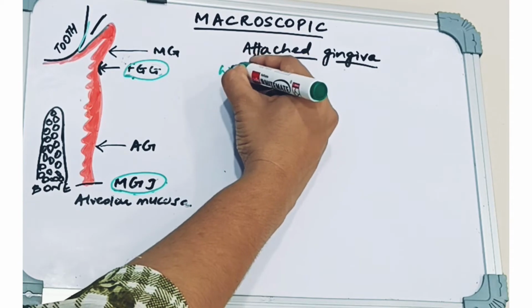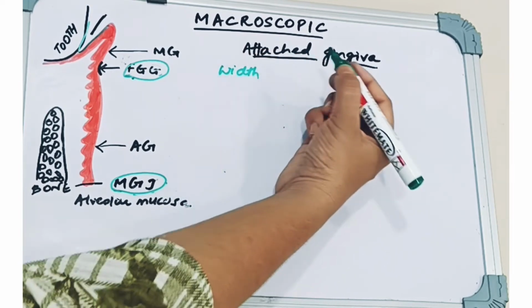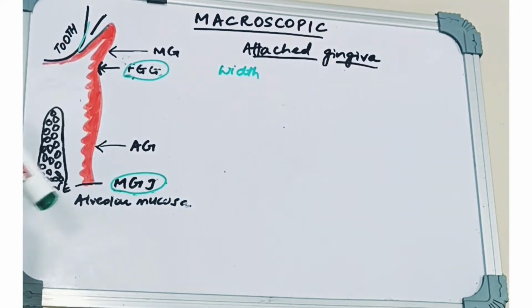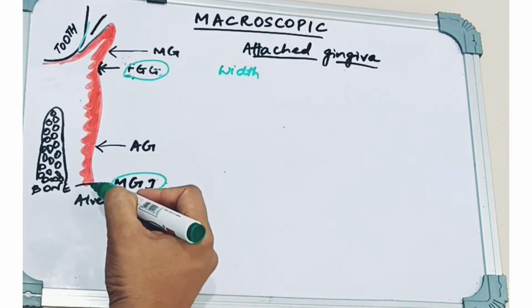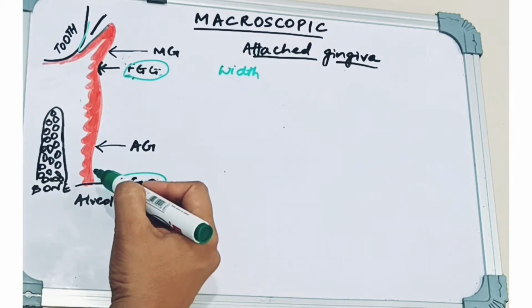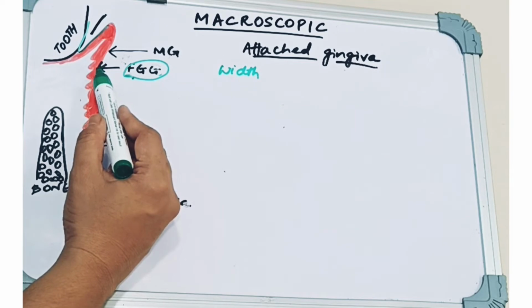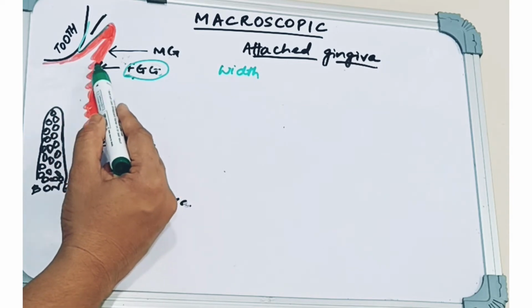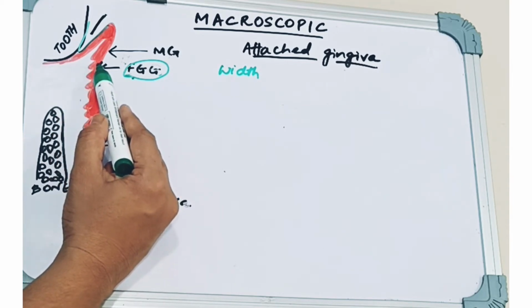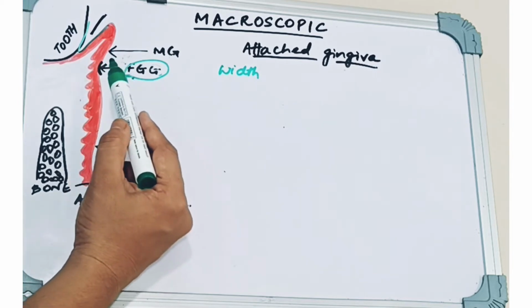Now, the width of attached gingiva is an important clinical parameter. Now, this is the distance from the mucogingival junction to the projection on the external surface of the bottom of the gingival sulcus or periodontal pocket. Periodontal pocket, as we saw, is a pathologically deepened gingival sulcus.